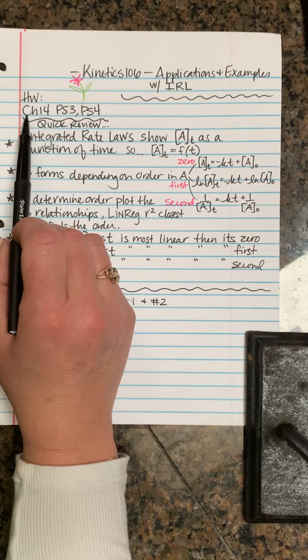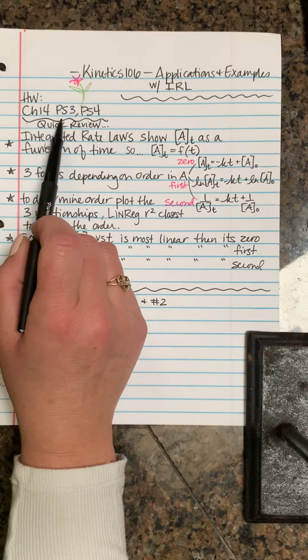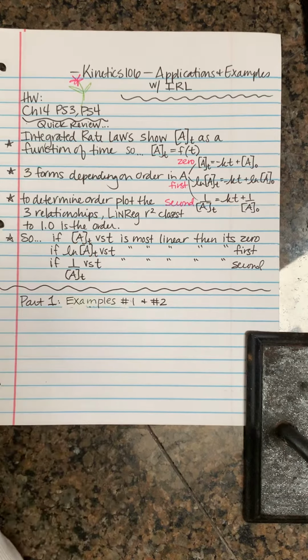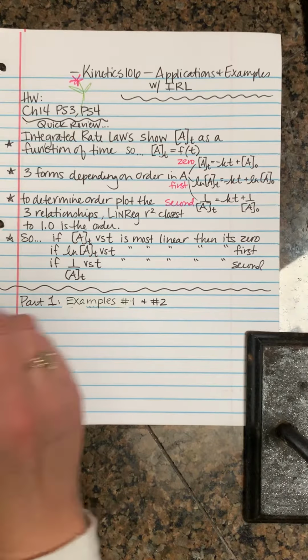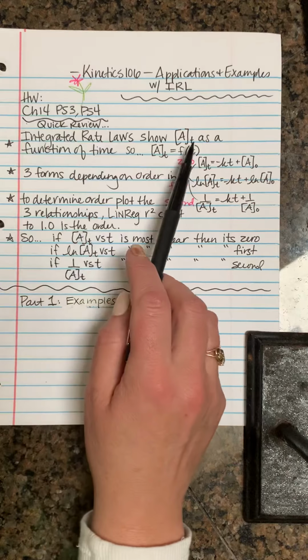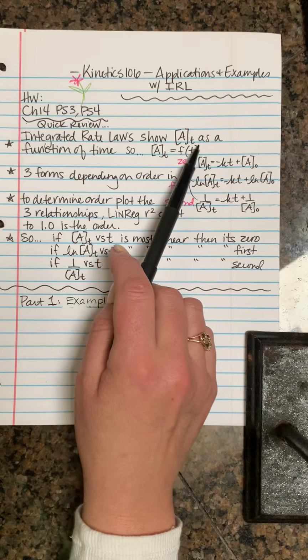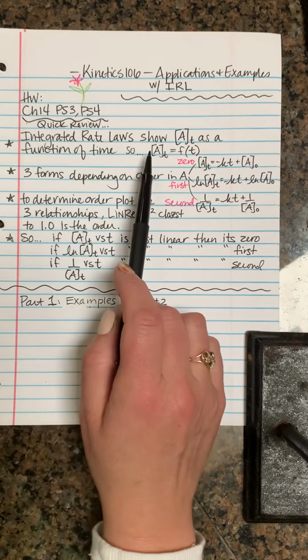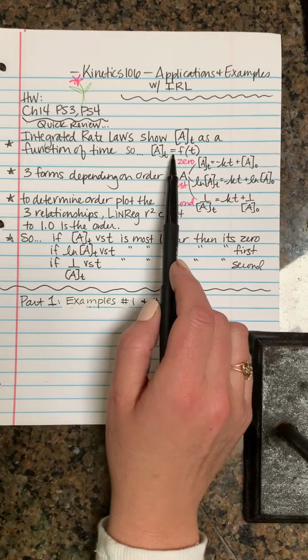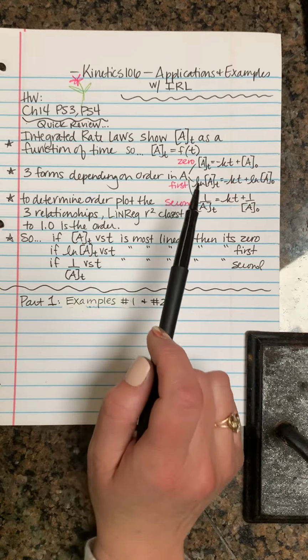Your homework is still the chapter 14 PS 3 and 4, and I just wanted to do a really quick review before I get started with the examples, and that review contains the following points. The first is that integrated rate laws show concentration of A at time t as a function of time. So we would say A sub t equals f of t.